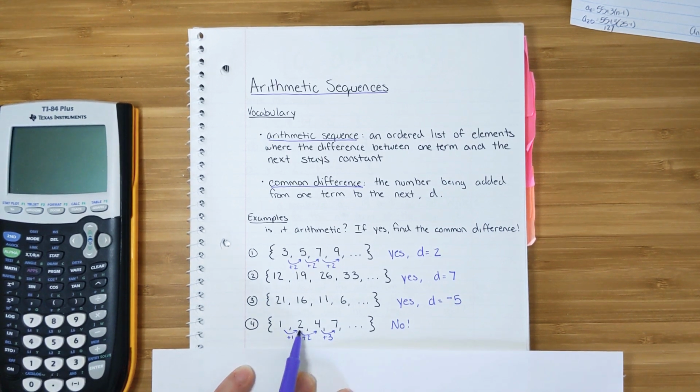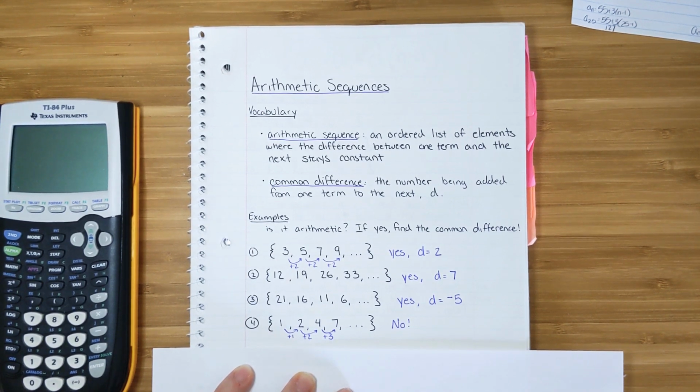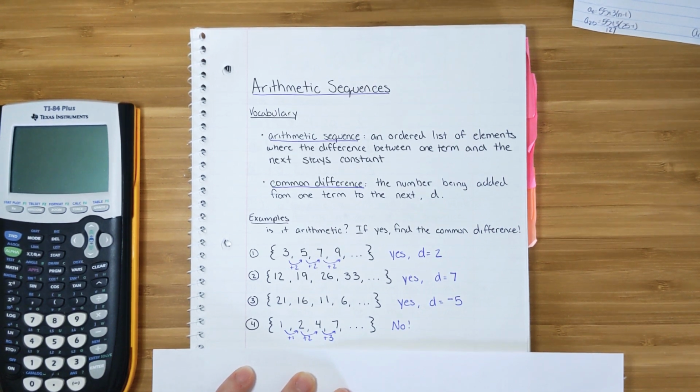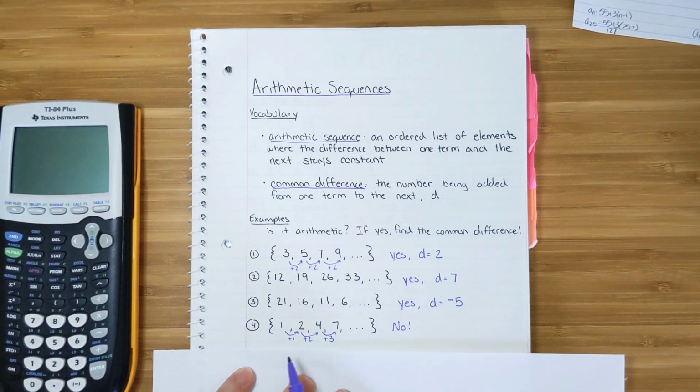You are adding 1 when you go from 1 to 2. You're adding 2 when you go from 2 to 4. And you're adding 3 when you go from 4 to 7. So yes, it does have a pattern, and I probably could predict what's about to come next. But in terms of classifying it as an arithmetic sequence, this one does not have a constant common difference. That number would have to be the exact same every single time.